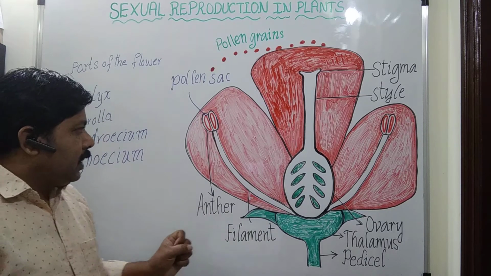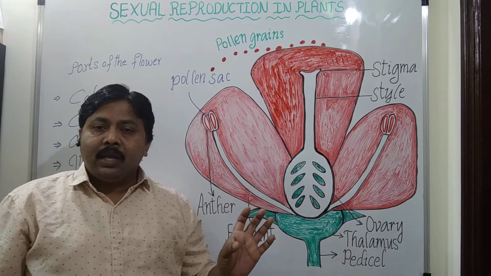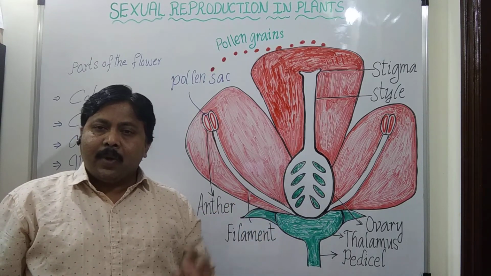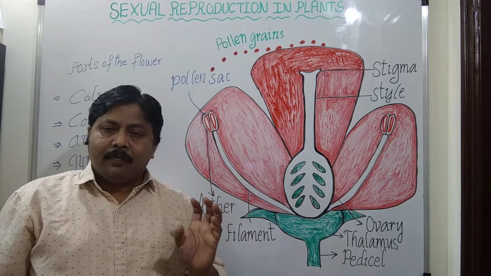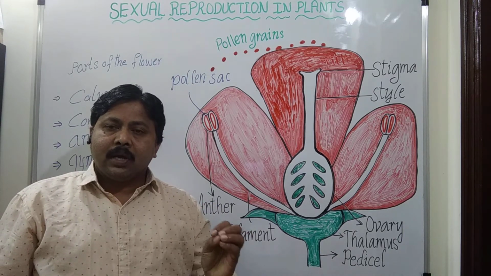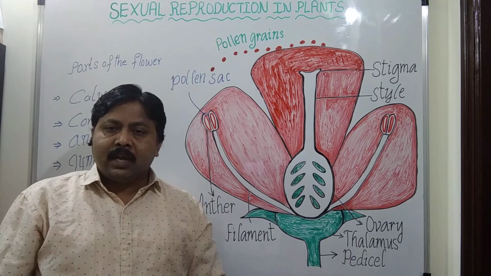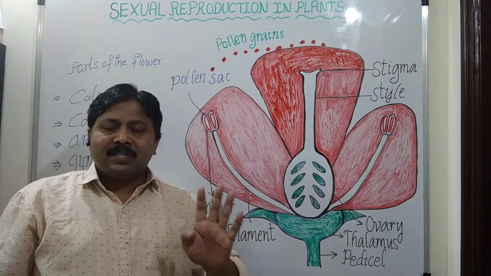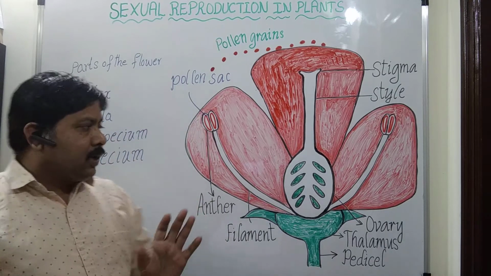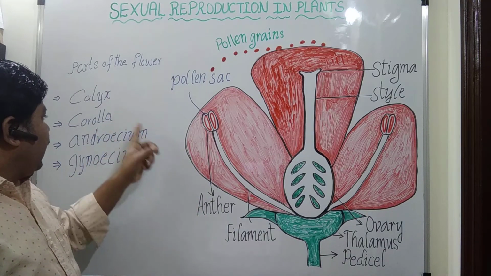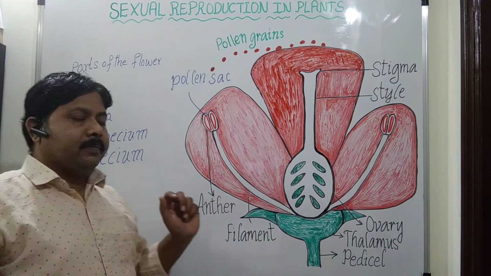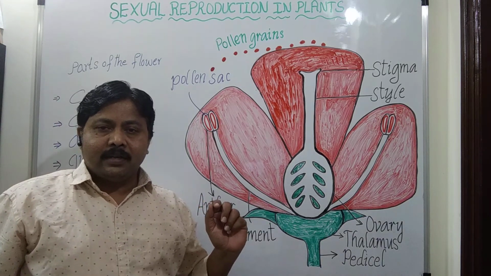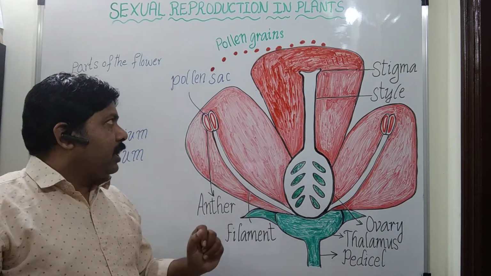In this video we learn only about the structure of the flower, the parts of the flower, and how the flower is formed in plants. How many parts are there? The 4 parts in the flower are calyx, corolla, androecium and gynoecium. This is about the flower.